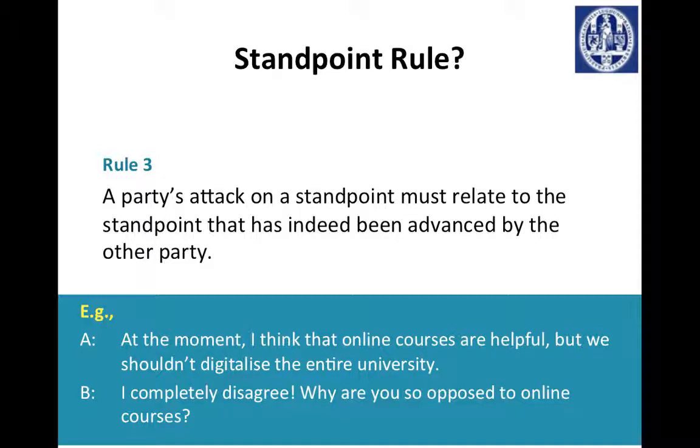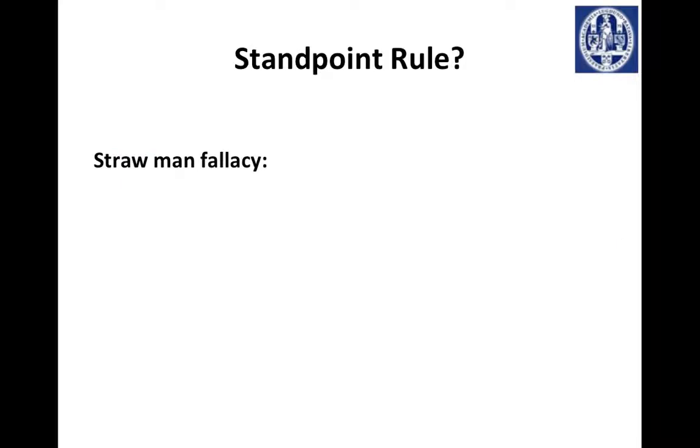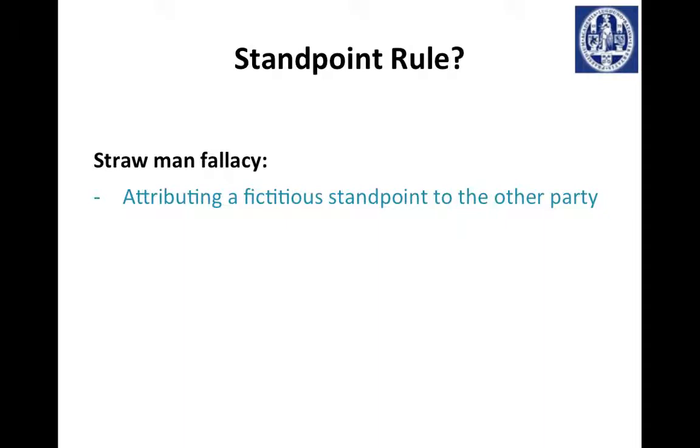And in fact, these two examples illustrate a particular violation of the standpoint rule, which results in the fallacy that is called the strawman fallacy. And a strawman fallacy, well, we now have seen the two ways in which you can commit this fallacy. You can either attribute a fictitious standpoint to the other party, as was done in the first example that I showed, or you could misrepresent the other party's standpoint. So you could either exaggerate the standpoint or simplify it so that it is easier to attack.